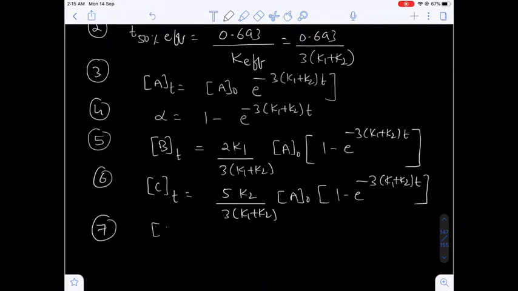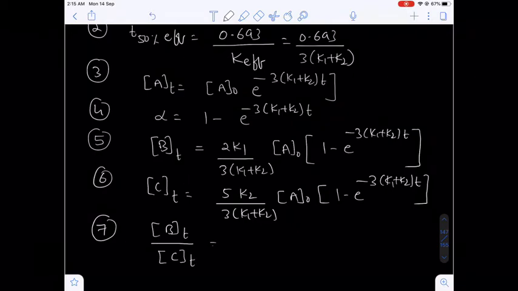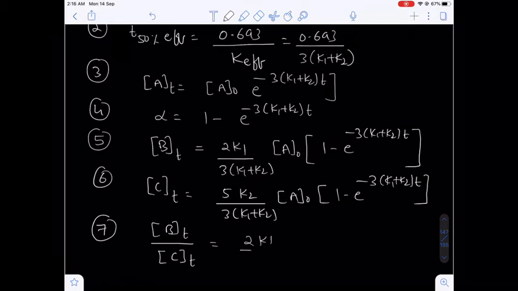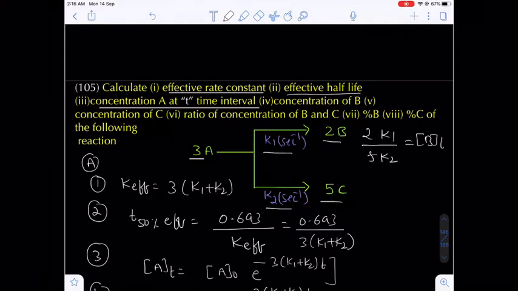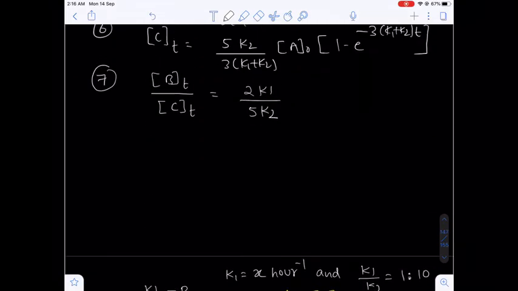And the next one more is there, the ratio between the concentration of product B to the concentration of product C at a time interval T. So equation 5 divided by equation 6, finally you will get 2K1 divided by 5K2. Remember, the ratio of your products will always be in the ratio of their rate constants and also in the ratio of their stoichiometry. So here the stoichiometry 2, rate constant K1 divided by stoichiometry 5, rate constant K2, that will be the product concentration B divided by the product concentration C at a certain time interval T. Are you getting my point?